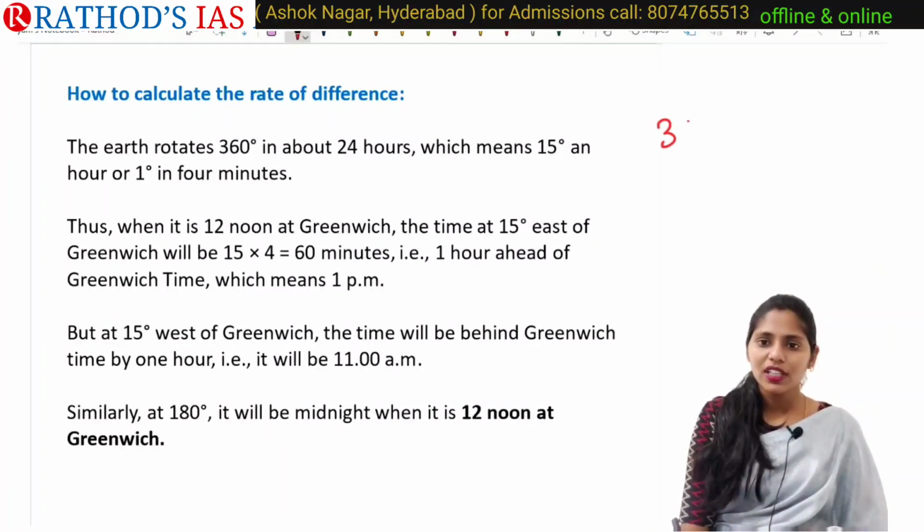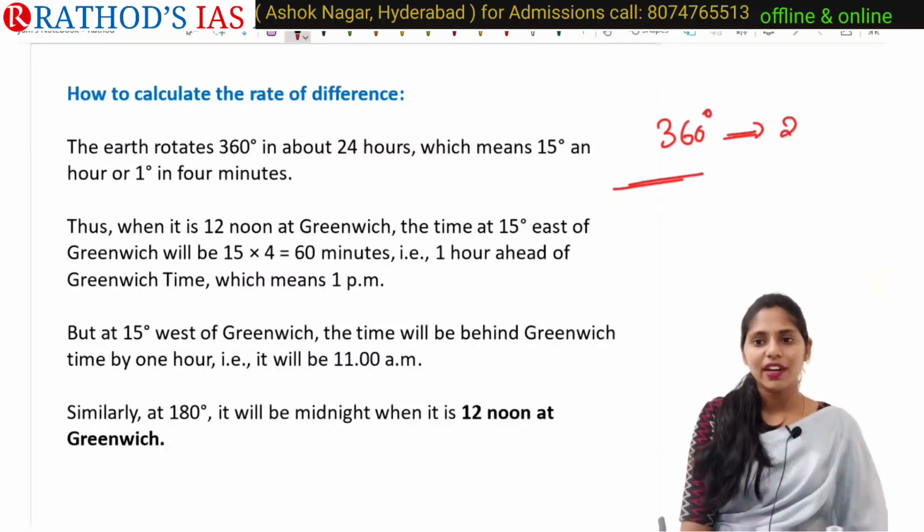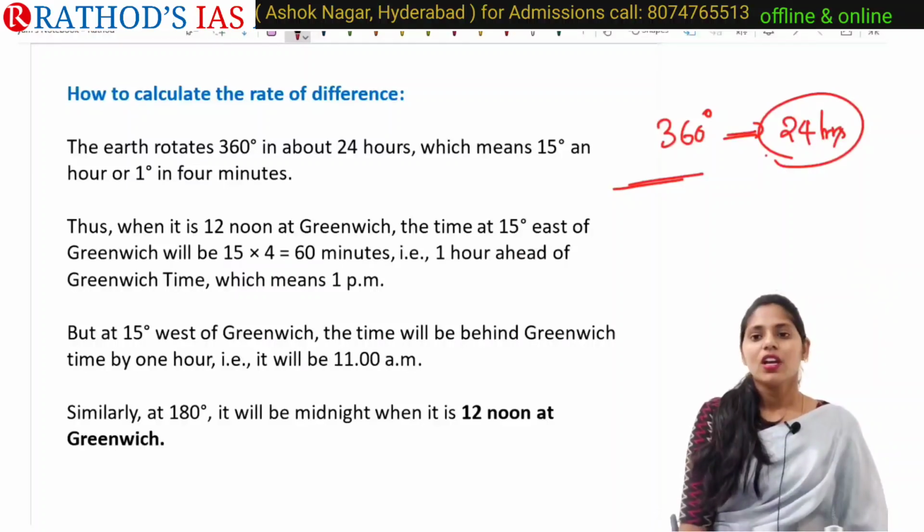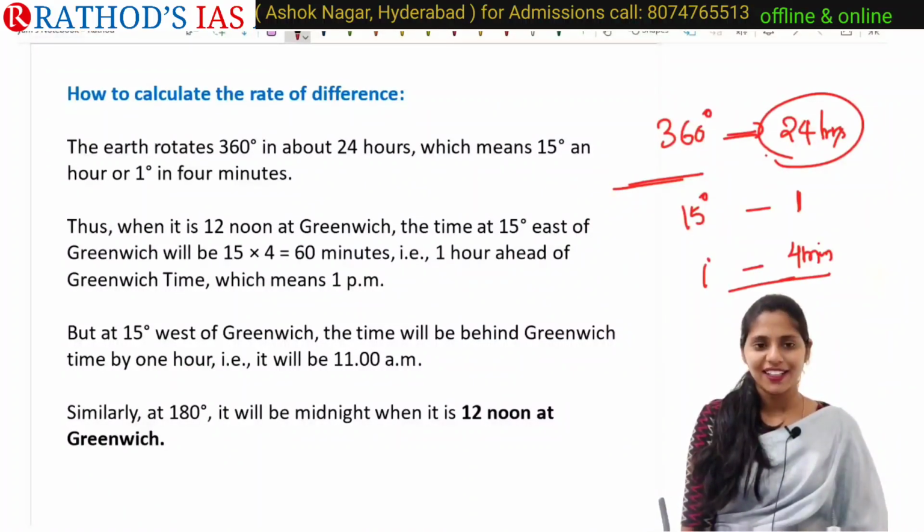If you are talking about 360 degrees, that should be covered in 24 hours, because one rotation will take 24 hours. That means for every 1 hour it will cover 15 degrees. So for 1 degree it is about 4 minutes. We did this calculation, right?